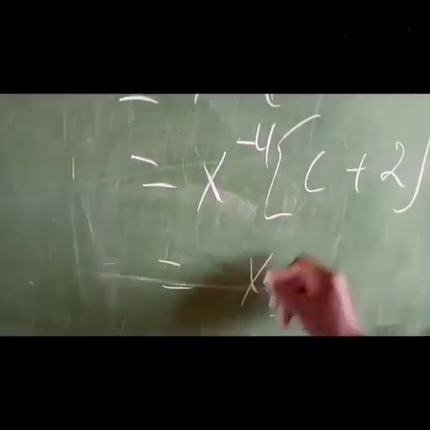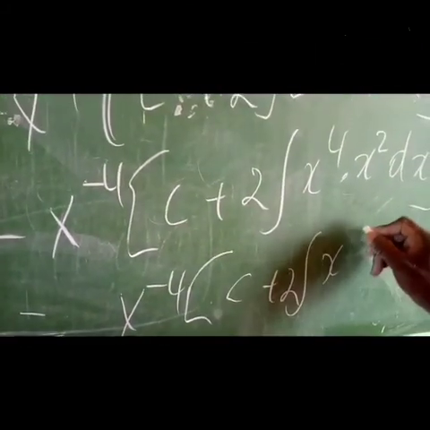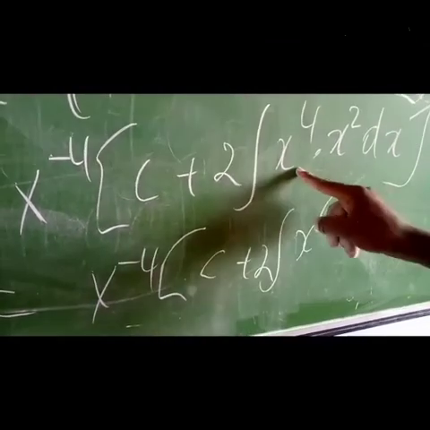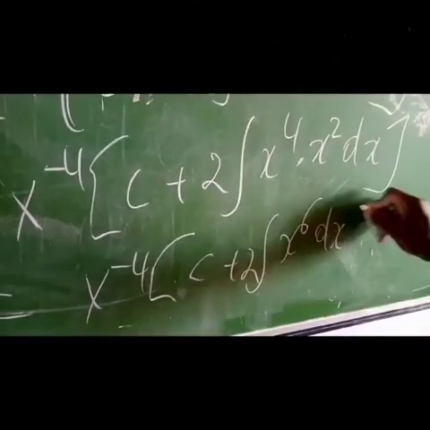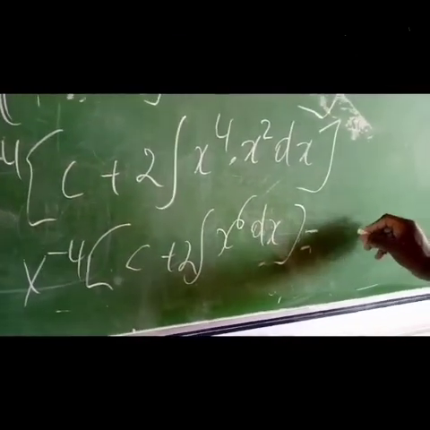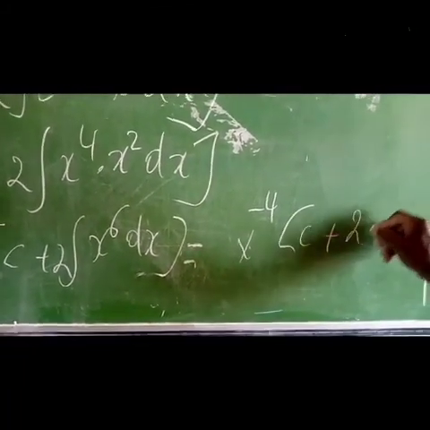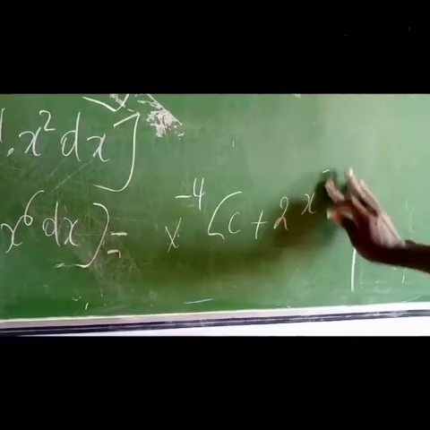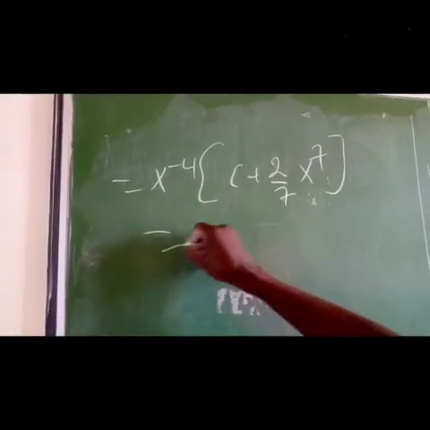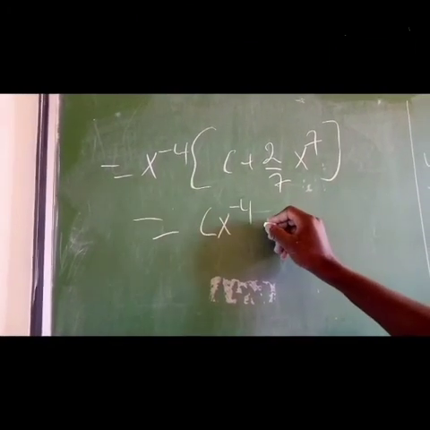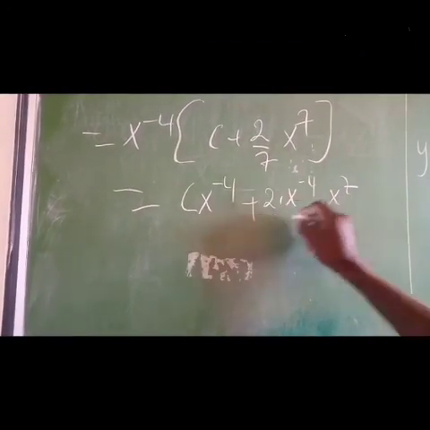Then here we remain with x to the negative 4 times c plus 2 times the integral of x to the power 6 dx. You know that if you have the same base, we add the powers. And then here this will be equal to x to the negative 4 times c plus 2x to the power 7 over 7. So we will get c x to the power negative 4 plus 2 over 7 times x to the power 3.